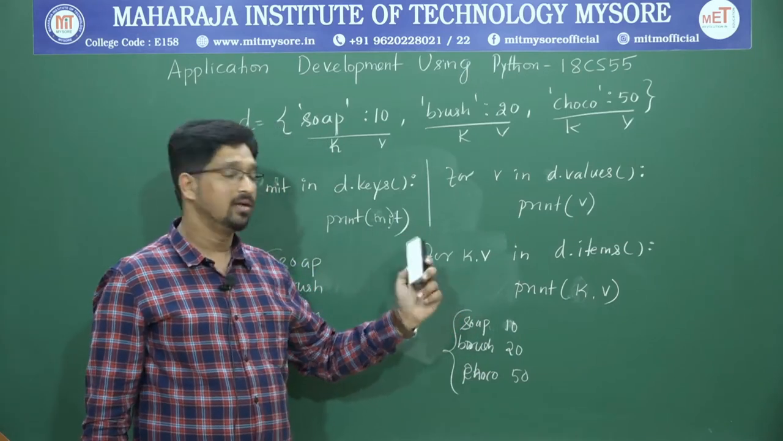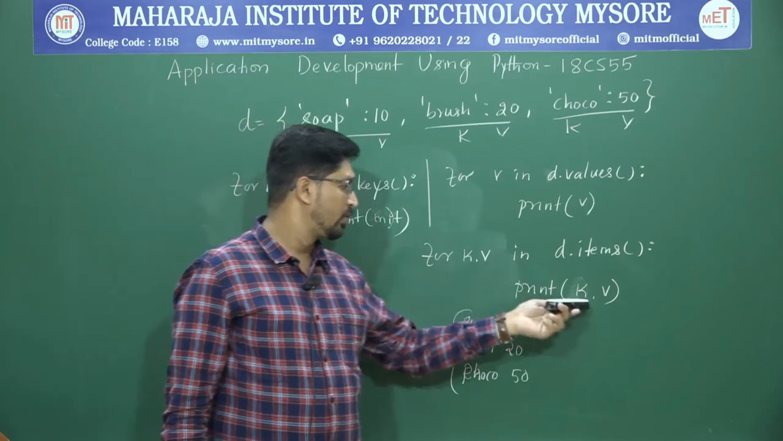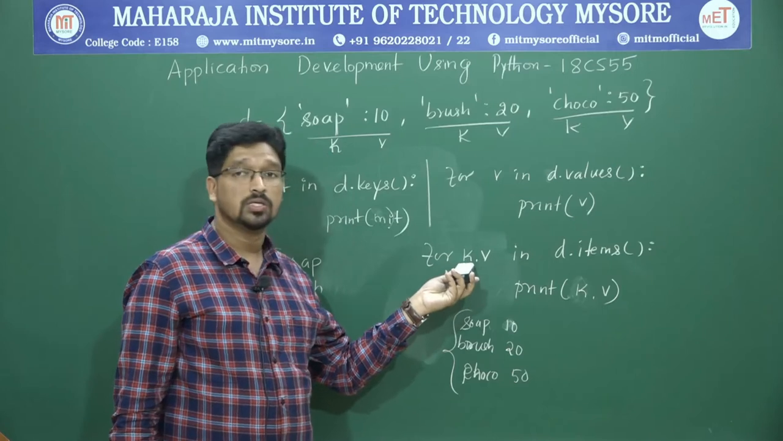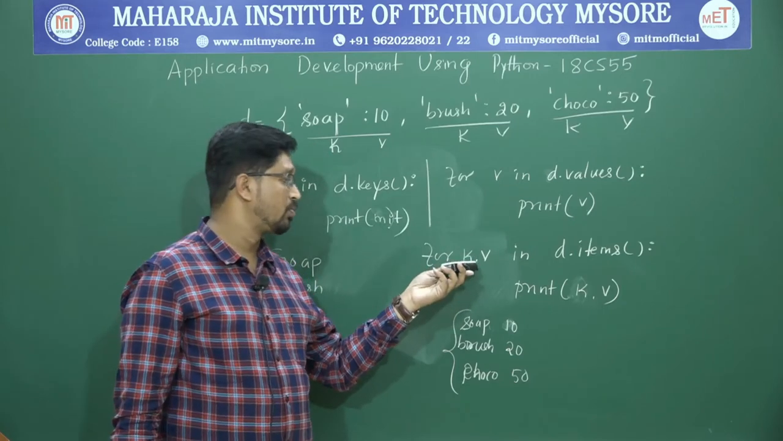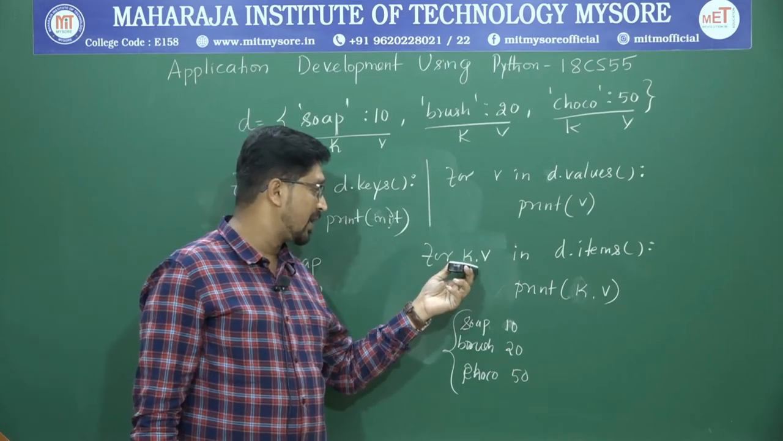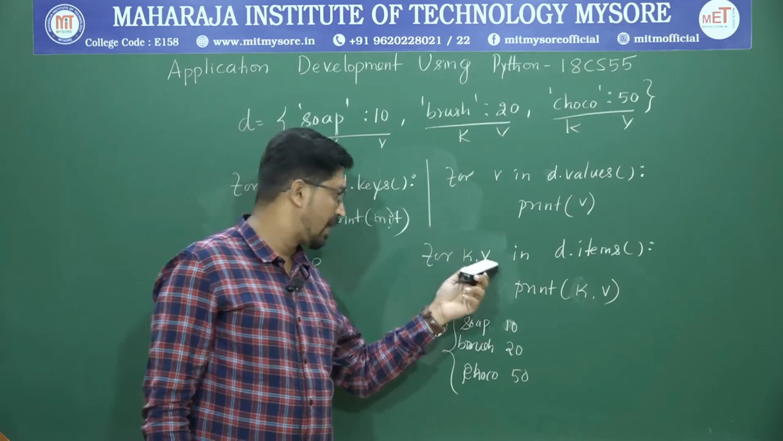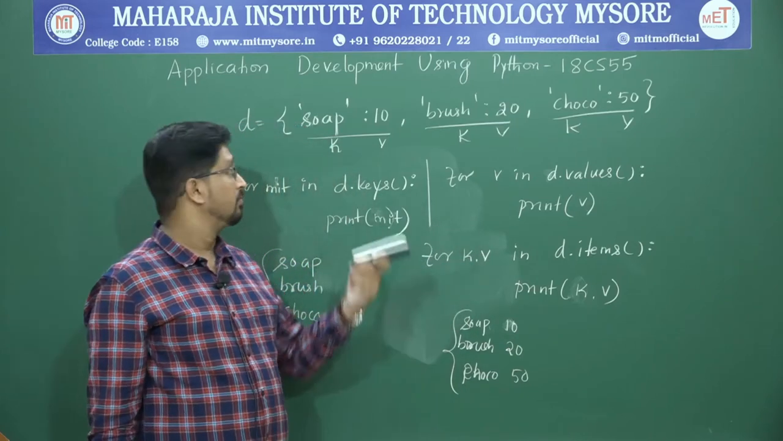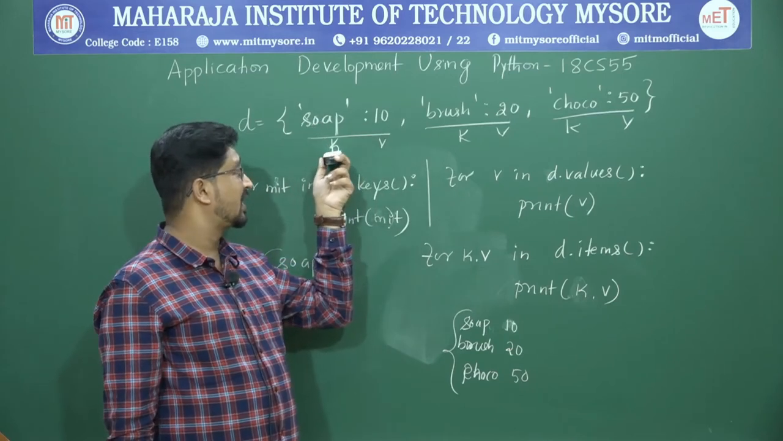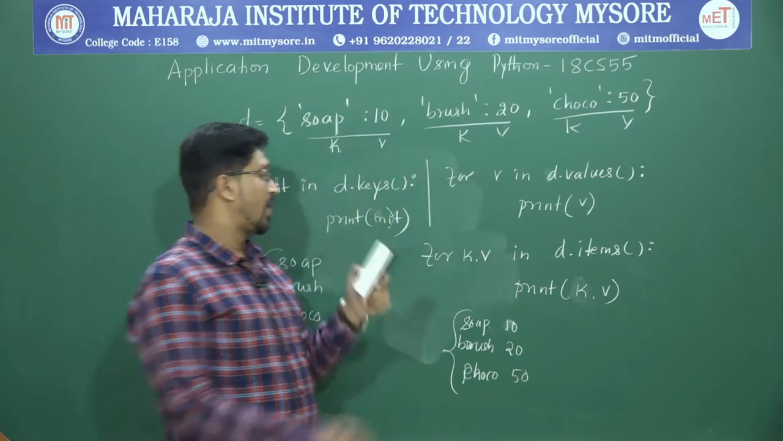k comma v is not constant. You can take any name. You can take i j. Here you need to access the values. The small understanding part is, when I write k comma v, you can easily understand: first one is k, key, v is value. When you look at the dictionary, the items are arranged in the format of key value. Key value means it will access first key, then value.